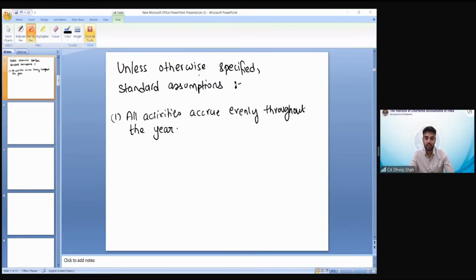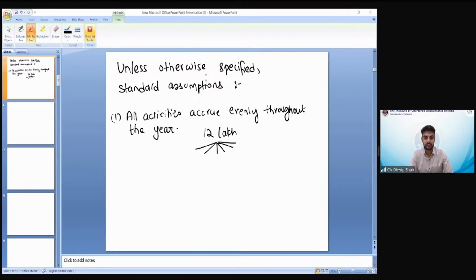So let's say my entire year's sales is 12 lakh, then the meaning of this assumption is that if my entire yearly sales is 12 lakh, then every month it would be 1 lakh. In Jan my sales would be 1 lakh, in Feb it would be 1 lakh, in November it would be 1 lakh, in December it would be 1 lakh. Because all activities accrue evenly throughout the year. Are you getting this? Practically it may not be possible. Practically during Diwali sales are higher, especially for jewelers.